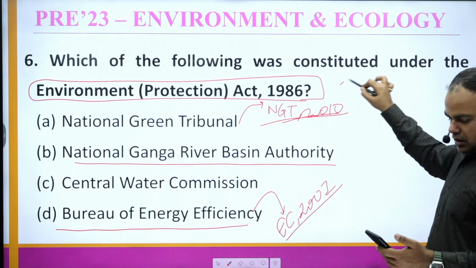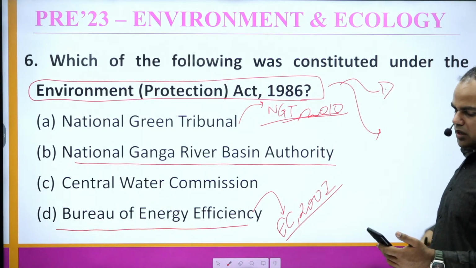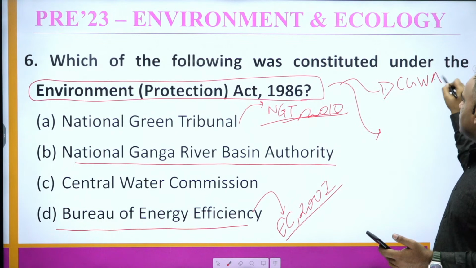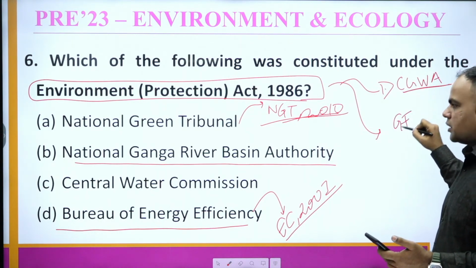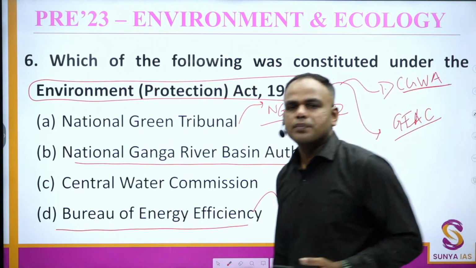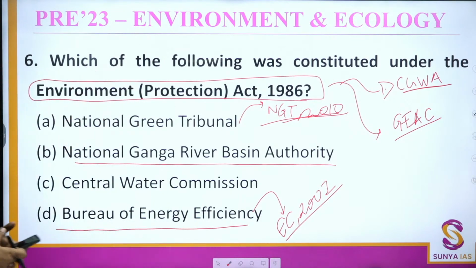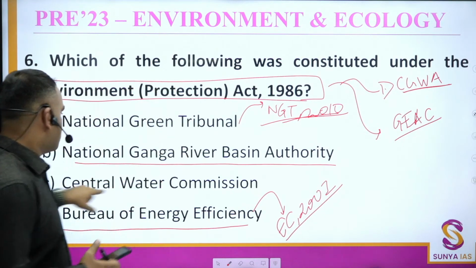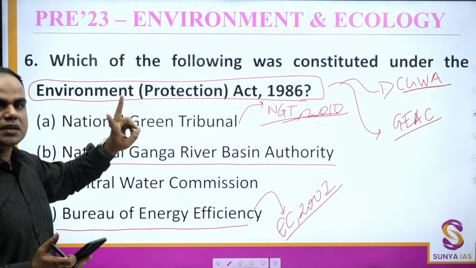So one, I think some of you are getting confused here. The first body is Central Groundwater Authority, CGWA. And the second body created is GEAC, Genetic Engineering Appraisal Committee. Both these bodies I've told you, that is Central Groundwater Authority, which is different from Central Water Commission. Please make sure you don't get confused between these two bodies.